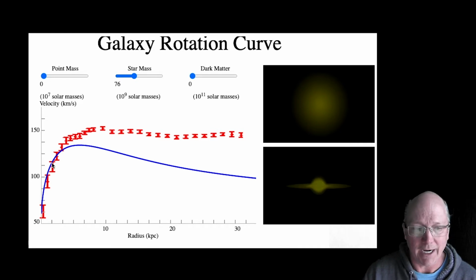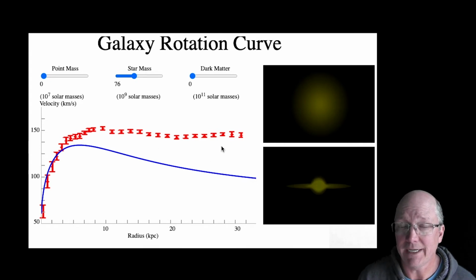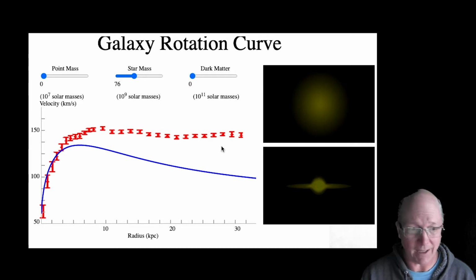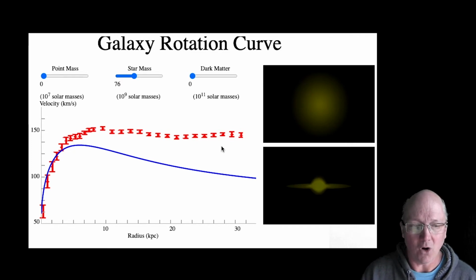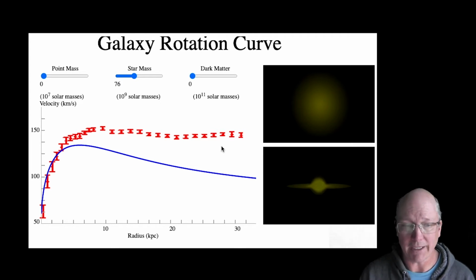Then I start to drag up the stellar mass to try and match this blue curve to these red lines, right? And this is what Vera Rubin was doing, right? She was measuring the velocities of stars as they changed, moving away from the center of the galaxy, and then she was matching that with known laws of physics. So this is basically representing all of the mass that we can see, so all the stars in our galaxy.